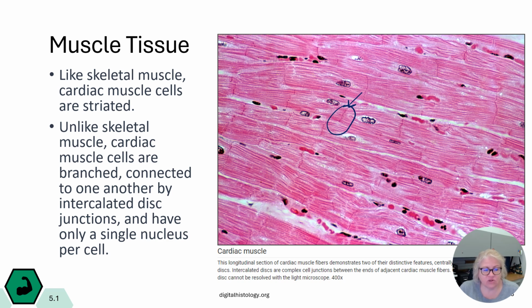Unlike skeletal muscle, cardiac muscle cells are branched. They're connected to one another by those intercalated discs, and they have only a single nucleus per cell. Again, the nucleus, like look at this one right here. So here we have the intercalated disc.